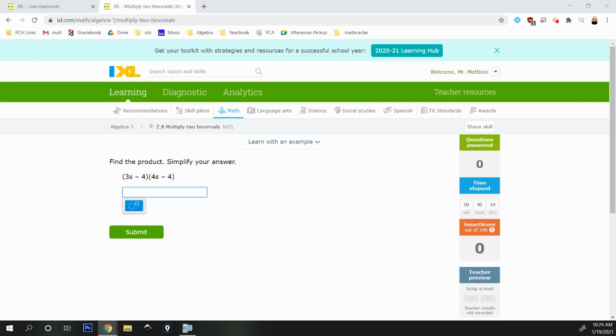In the last lesson, we multiplied a monomial, so one term, times a polynomial, which was two or three terms. This one is called multiplying two binomials. You notice there's two terms, and that word binomial means two terms. So we're going to multiply two terms times two terms. And this is actually fairly easy. It's a little bit different. It can look intimidating, but it's not that bad.